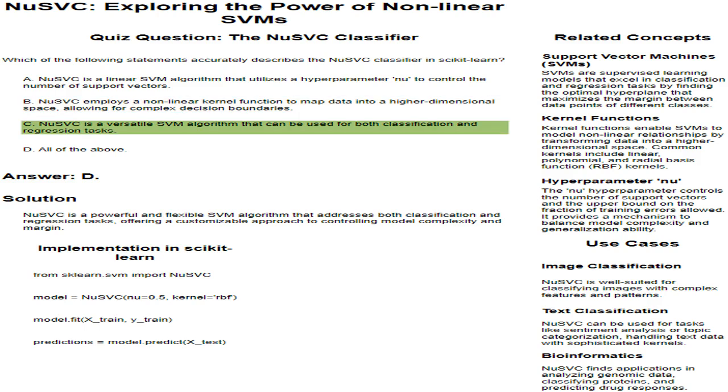C. NuSVC is a versatile SVM algorithm that can be used for both classification and regression tasks. This statement is also true. NuSVC's flexibility allows it to be used for both classification and regression problems, making it a versatile tool.